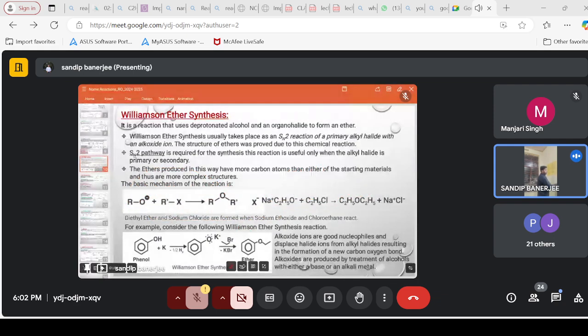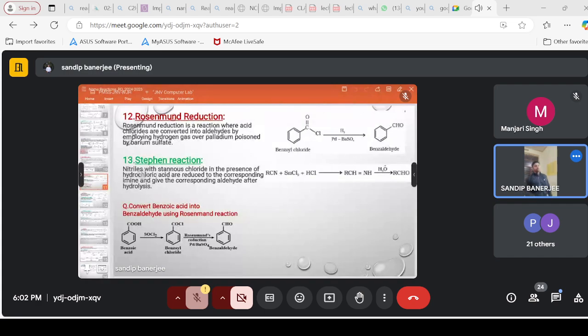Now I am coming to the next slide, next reaction. This is from your carbonyl chapter, the Rosenmund reaction. This Rosenmund reaction is applicable for the formation of any kind of aldehyde, not the ketone. You can synthesize any kind of aliphatic, aromatic, whatever, the aldehyde system only.